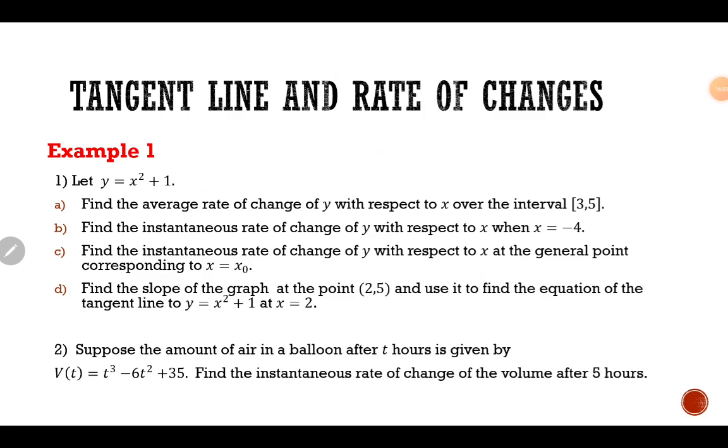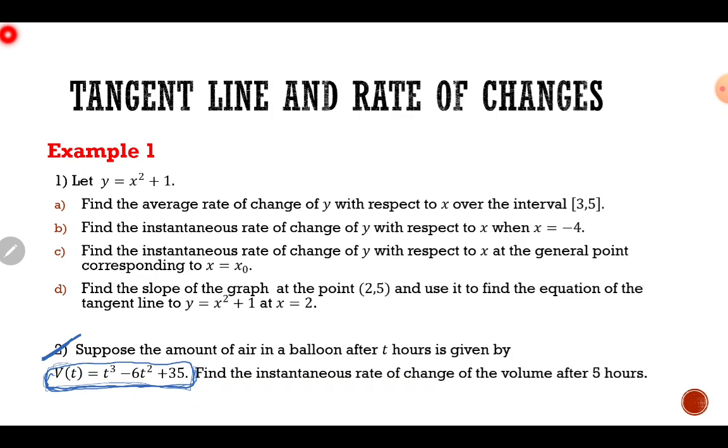Okay, so now we discuss question number 2. Basically, kalau tengok soalan ni lebih kurang sama je. But this is an application type of question. Okay. So for number 2, suppose the amount of air in a balloon after t hours is given by ni. Udara dalam balloon. Dia punya kandungan udara dalam balon tu diwakili oleh persamaan V(t) is equals to t cube minus 6t square plus 35.